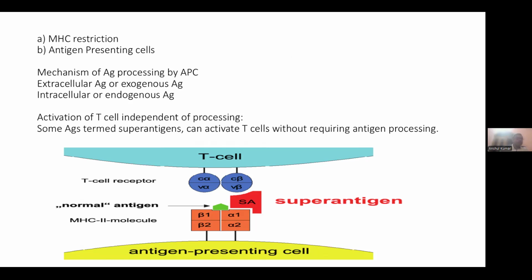Now, how does the mechanism of antigen processing by antigen presenting cells take place? In these functions, we can say that it can take place either through extracellular or exogenous antigens, or through intracellular or endogenous antigens.